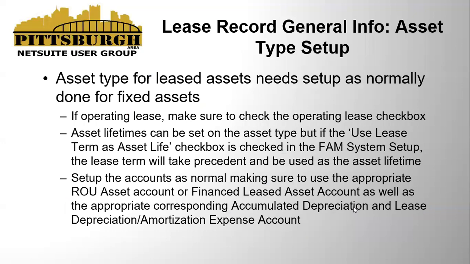So the next general information part here is the asset type. This follows the general flow of the fixed asset module in and of itself. When creating assets for a proposal, we have those asset types that are associated with the assets. So here's some information on those asset types. If the lease type is an operating lease, there is a checkbox to notify NetSuite and make note in the system that this is an operating lease, since operating leases are handled a little differently than finance leases based on ownership of the asset, anything along those lines.